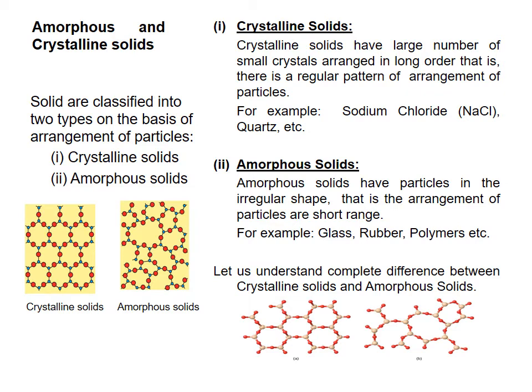Whereas the second figure shows that those solids do not have a regular arrangement of the particles. They have a short ranged arrangement. After a certain arrangement of 5 or 6 atoms, you can see that the shape has changed. That is why they are considered to have short range order of the particles and are known as amorphous solids. For amorphous solids, you can give examples like glass, rubber, etc.